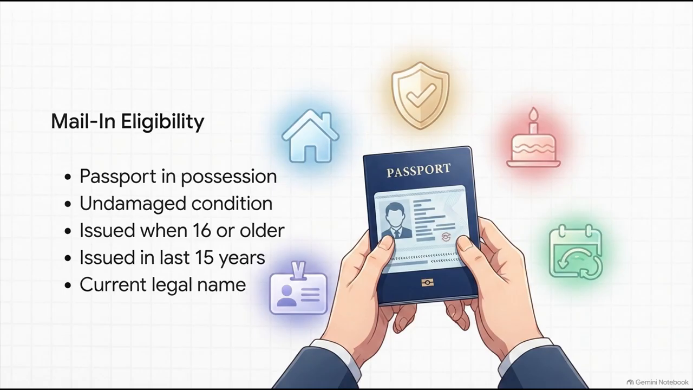Most adults actually can, as long as your old passport meets these 5 specific conditions for mail-in renewal using Form DS-82. You've got to have your current passport in your possession, it must be undamaged, issued when you were 16 or older, issued within the last 15 years, and issued in your current legal name. Hit all those, you're golden for the mail-in route.